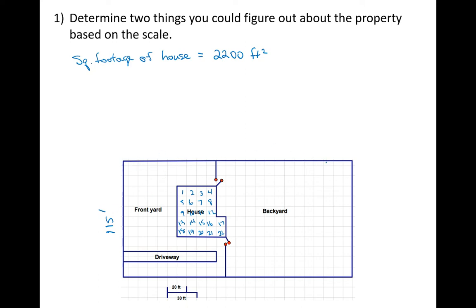And let's count from here. 10, 20, 30, 40, 50, 60, 70, 80, 90, 100, 110, 120, 130, 140, 150, 160, 170, 180, 190, 200, 210, 220, 230, about 235 this way. It's kind of a long, thin lot. Really generous backyard though. So we could say that the lot is 115 feet by 235 feet. We could find some other things, but those were the obvious ones.